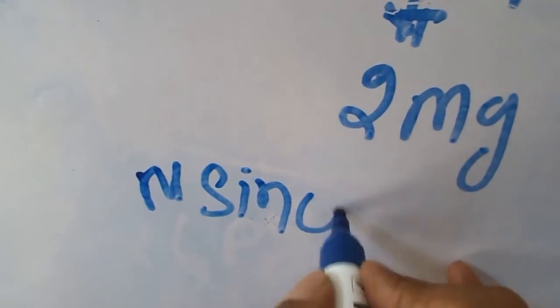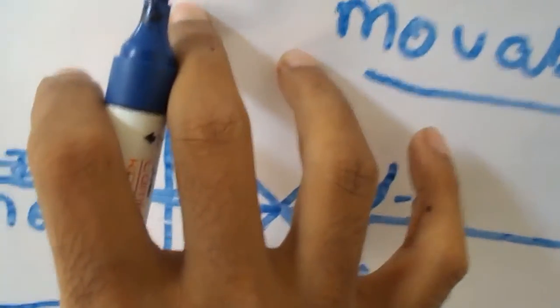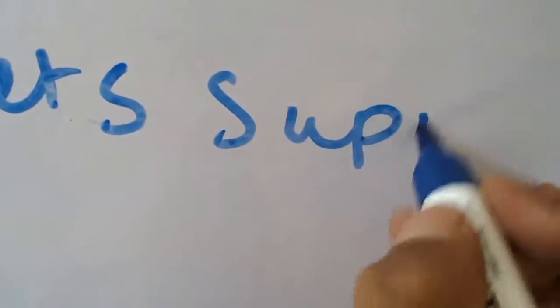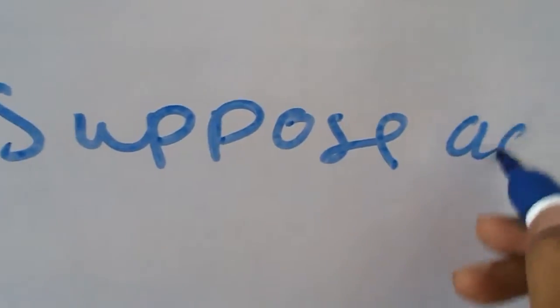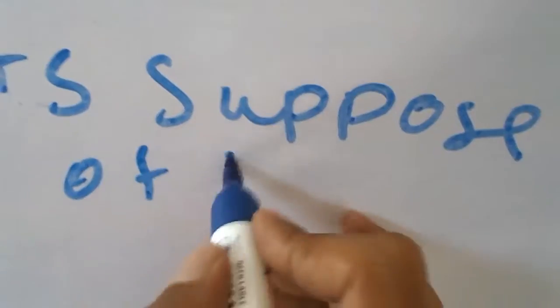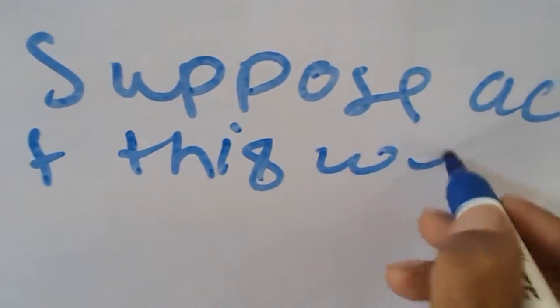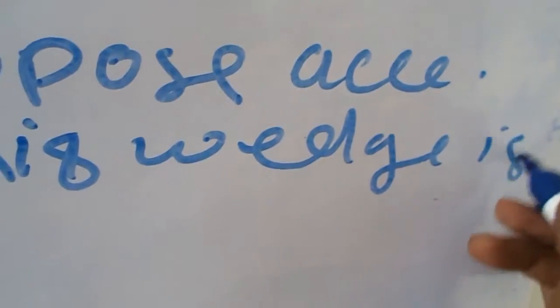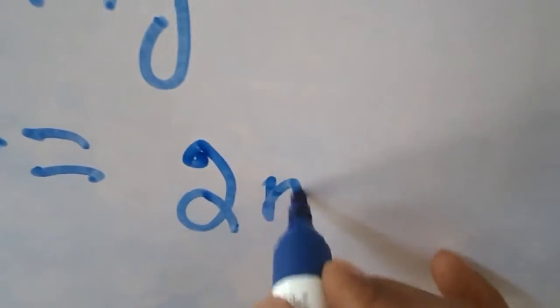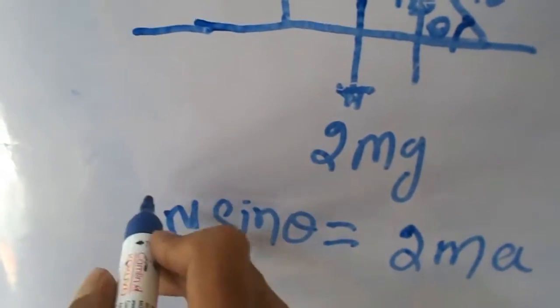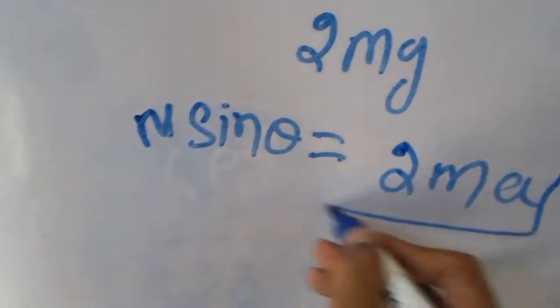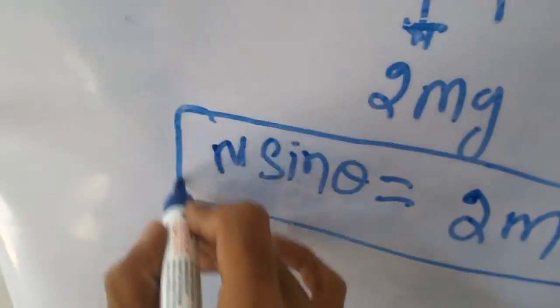And let's suppose the acceleration of this wedge is A. Okay, so N sin theta is equal to 2mA. Okay, it is very simple to calculate. So we should just forget about this right now. We will use it whenever it's required.